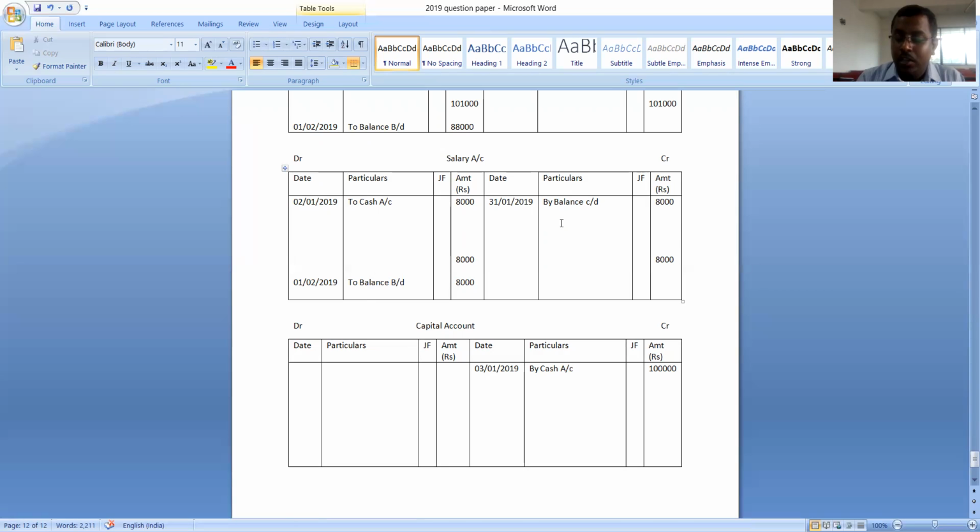If you found the balancing figure on the credit side, you should write "by balance carried down." If you found it on the debit side, you should write "to balance carried down." Understood? But for opening balance, it should be "to balance brought down" and "by balance brought down." Okay, yes. Let us move to the next account.